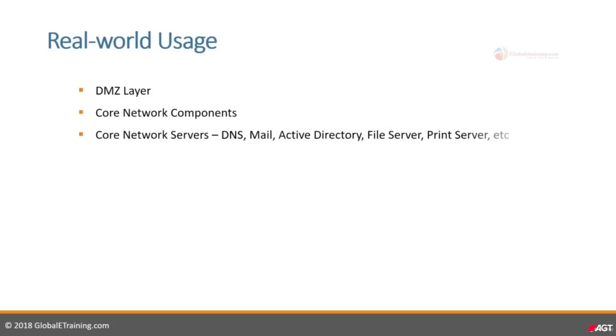You can use the jump server in front of your DMZ layer, or you could have it sitting in front of your core network components. You could have it sit in front of your DNS servers, mail server, Active Directory servers, file server, print server, etc.